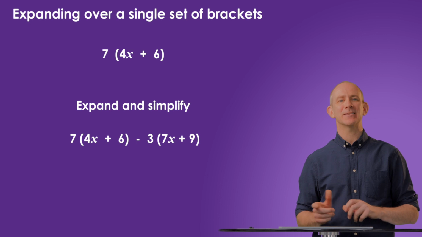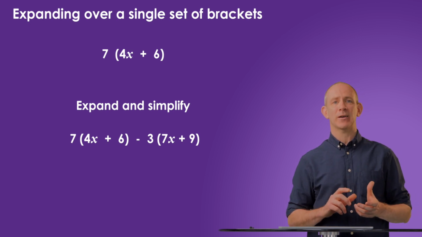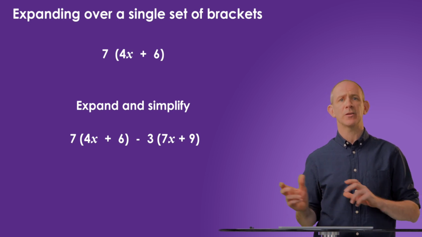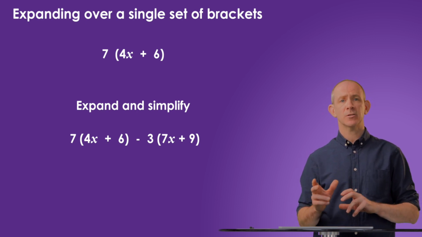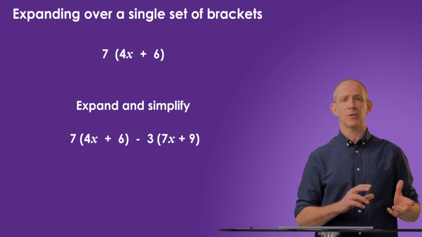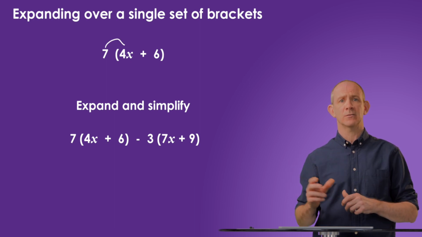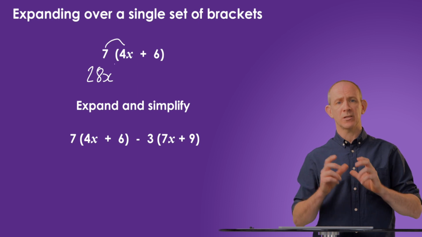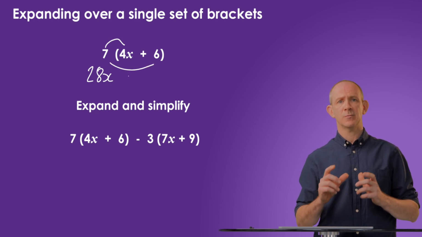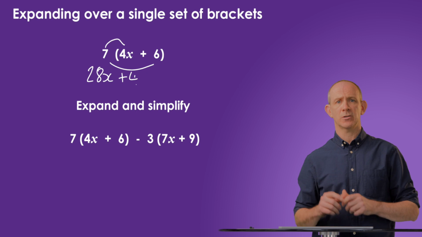Here we're trying to expand a single set of brackets, which is 7 brackets 4x plus 6. Remember that the operation between a number and the symbol will be multiplication, unless we are told differently. So we multiply 7 by whatever's inside the brackets. So we'll do 7 times 4x will give us 28x, and then 7 times 6 will give us plus 42.